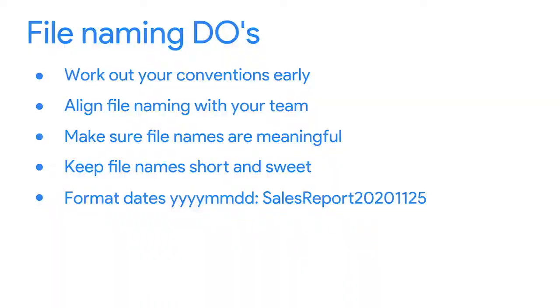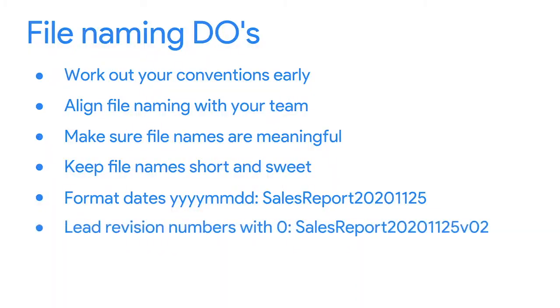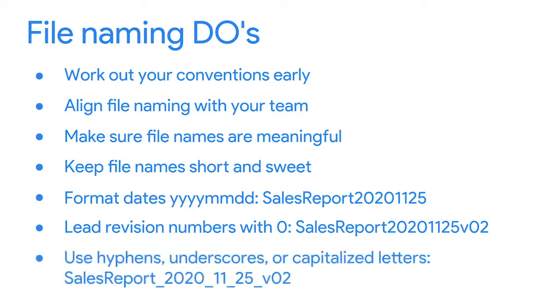And when you include revision numbers in a file name, lead with a 0 so that if you run into double digits of revisions, it's already built into your conventions. Another good rule is to use hyphens, underscores, or capitalized letters instead of using spaces. Spaces and special characters might not be recognized by your software. Plus, avoiding spaces definitely makes it easier to work in SQL.